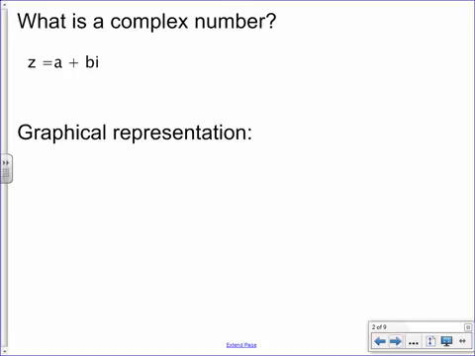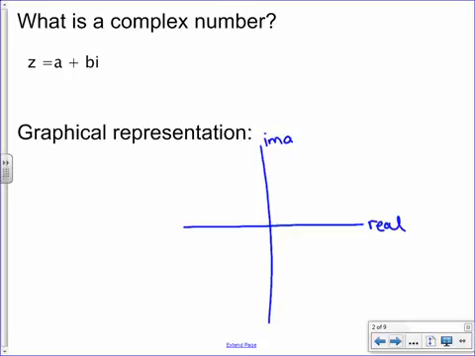Now, if we have a number line, we can plot real numbers. Okay? Well, these complex numbers have real and imaginary parts to it. So we can't just plot these numbers on a real number line. What we have to do is take the real number line and connect it with an imaginary axis, and now this is what we call the complex plane.